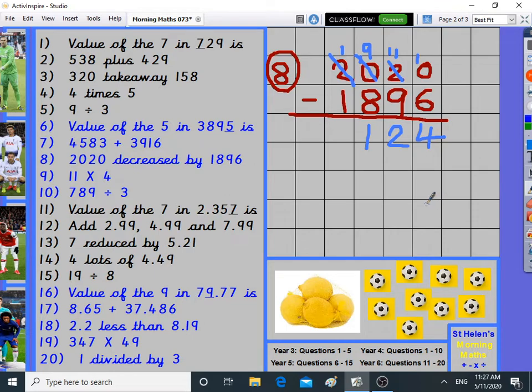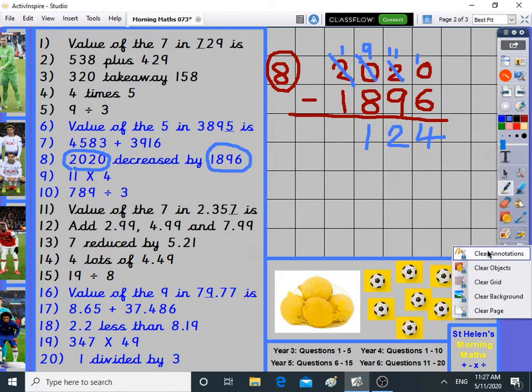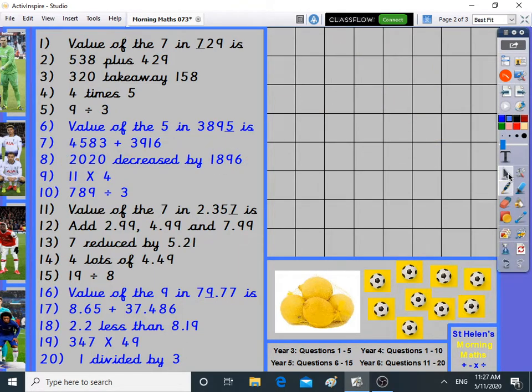So if you need to ever find out how long ago something was, you get the year you're in now, and I'm making this in 2020, and you take away the year that other thing happened in, and you'll see how long ago it was. Let's move on to question 9.